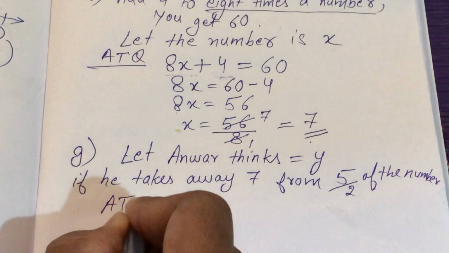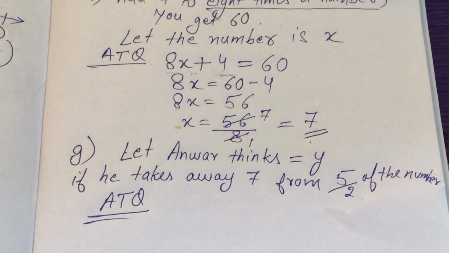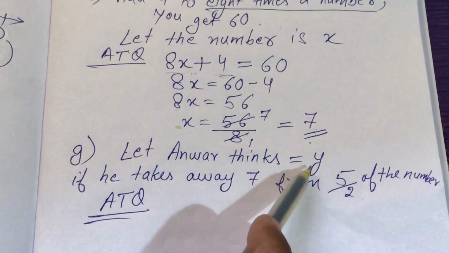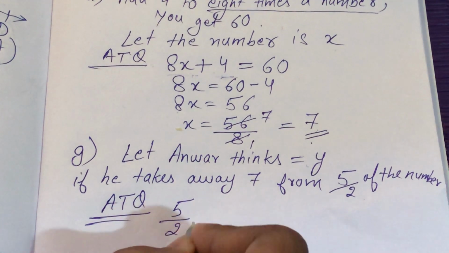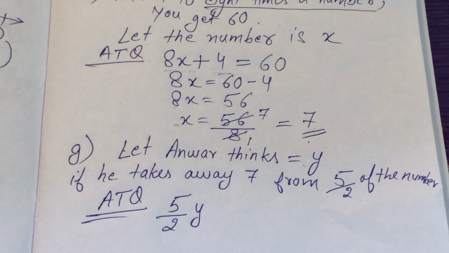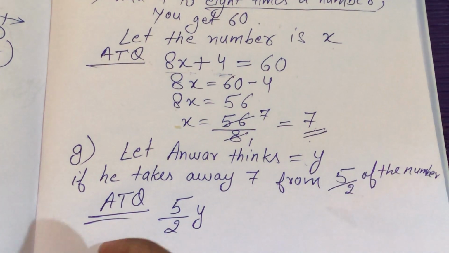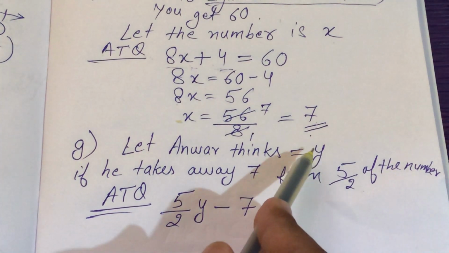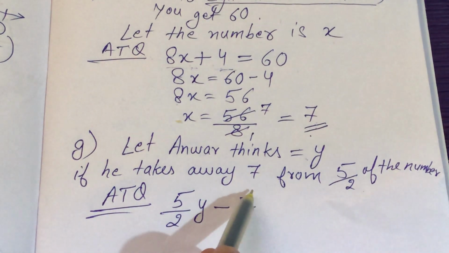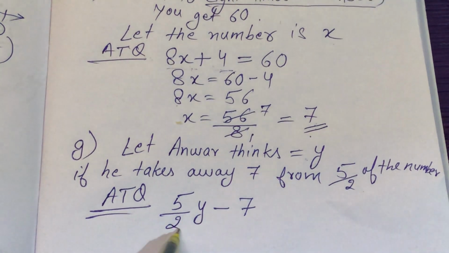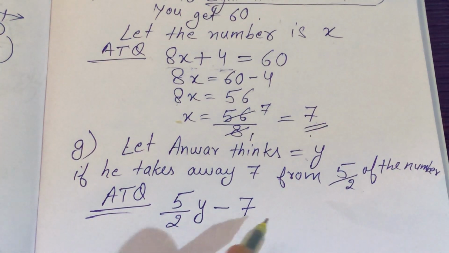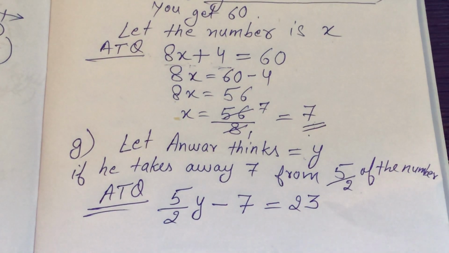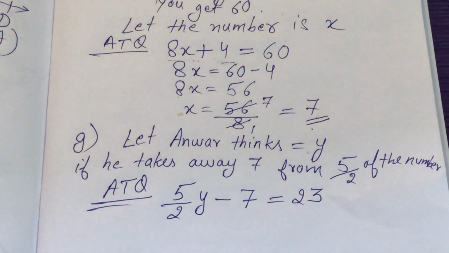Now come to the according to question part. What is 5/2 of the number? We have to multiply by y, because we have assumed that the number Anwar thought of is y. So 5/2 multiplied by y, that is 5/2 y, minus, now he takes away 7, so he subtracted 7. Whatever number he has thought, he took 5/2 of it, meaning 5/2 of y. Then he subtracted 7, and how much is he getting? He got the result as 23. The result he got is 23. So now let's solve it. Solve the equation we have formed.